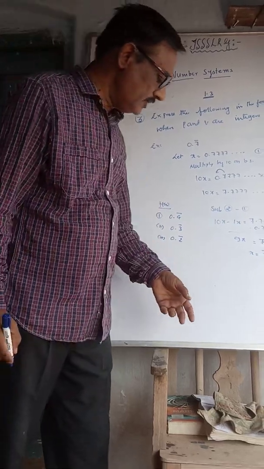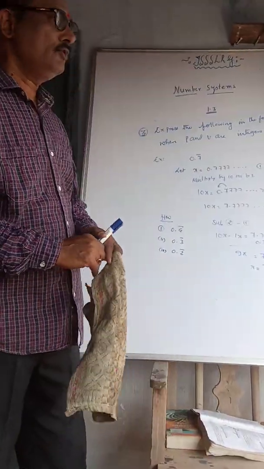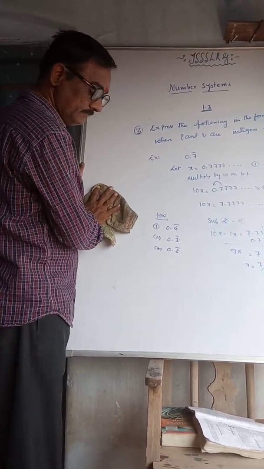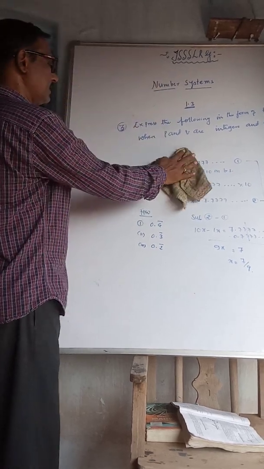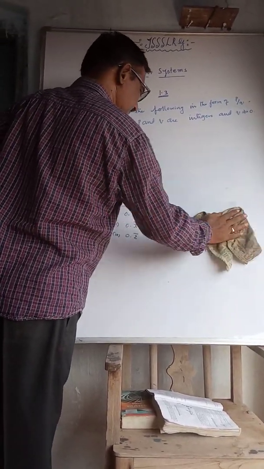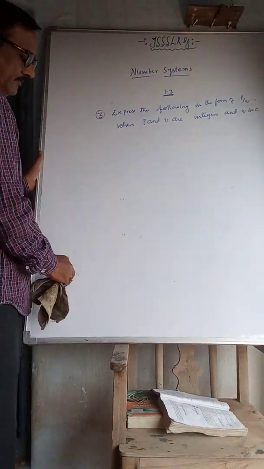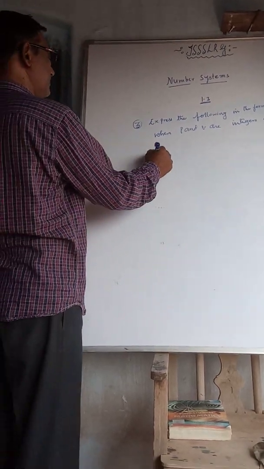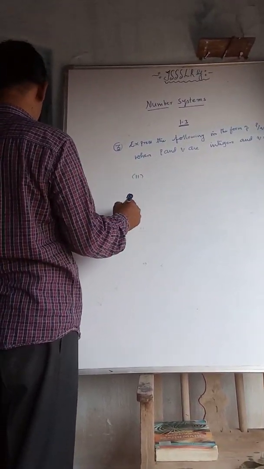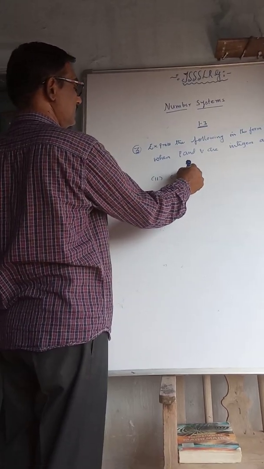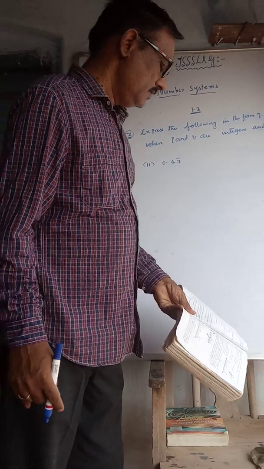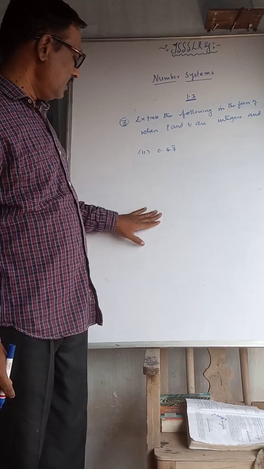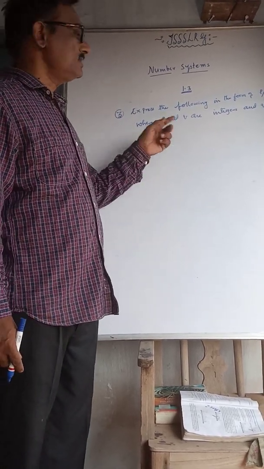Now let us go for the second problem, 0.47 bar. Here first we are going to study what type of decimal number is given to us. It is given 0.47 bar.